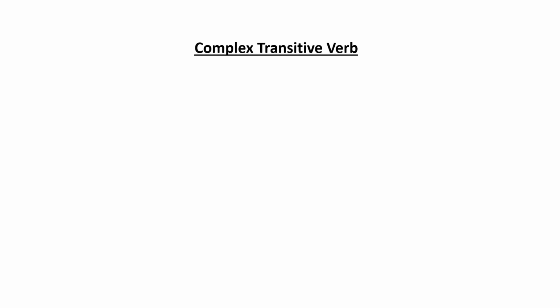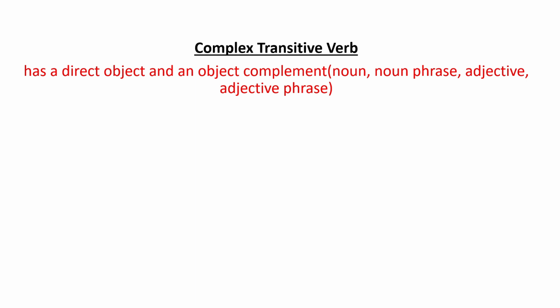Moving on to the complex transitive verb. A complex transitive verb has a direct object, just like the mono and ditransitive, but with the direct object, it also has an object complement. What is the object complement? An object complement can be a noun, noun phrase, adjective, or adjective phrase. This object complement will be describing the object, the direct object in the sentence.